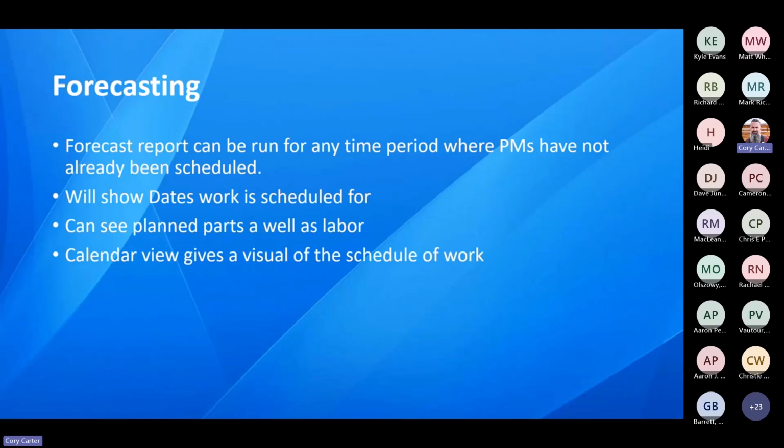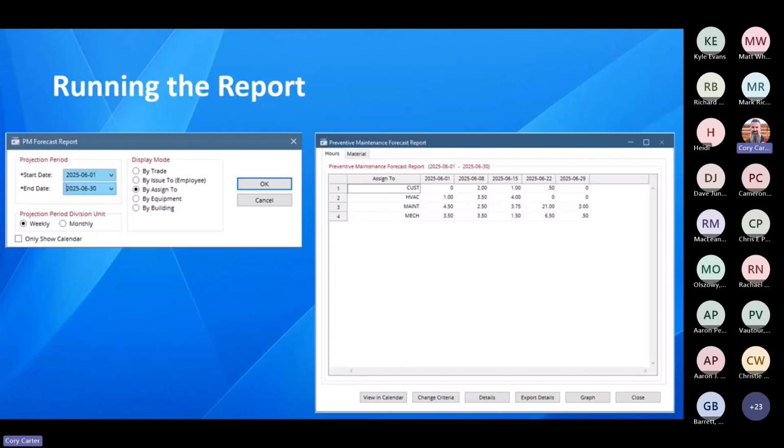Okay, so it gives you a calendar view, so it lets you look at it from the perspective of load balancing your PM labor. So to run the report, we are going to go to the PM forecast report. We find that in the preventive maintenance module, we put in a start date.